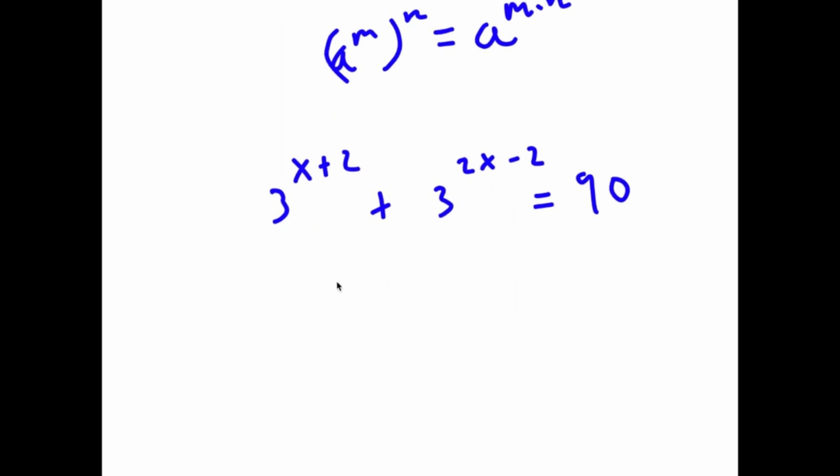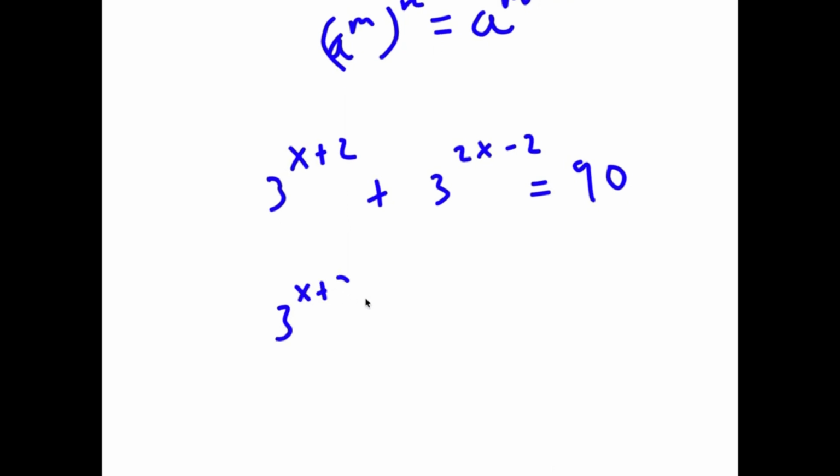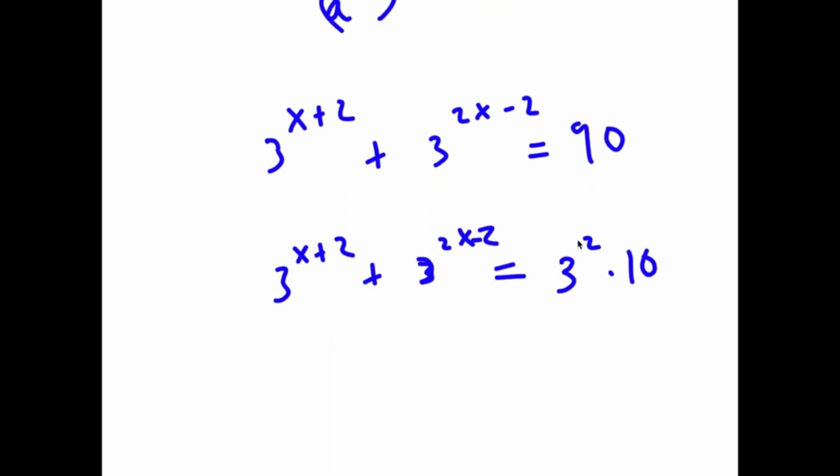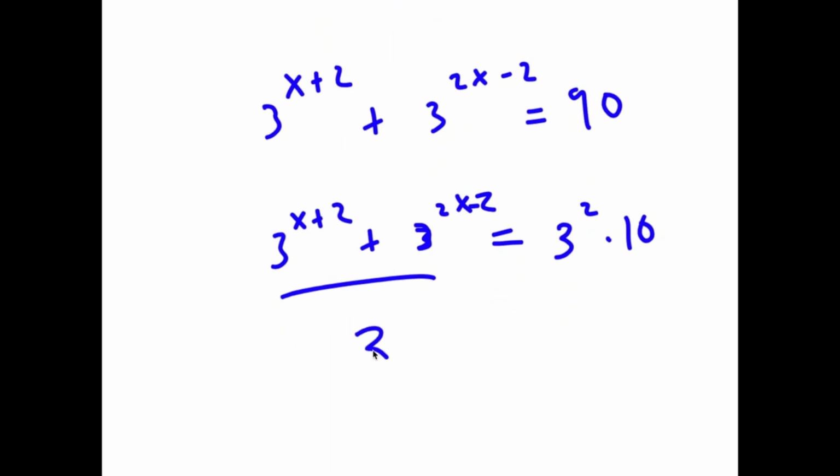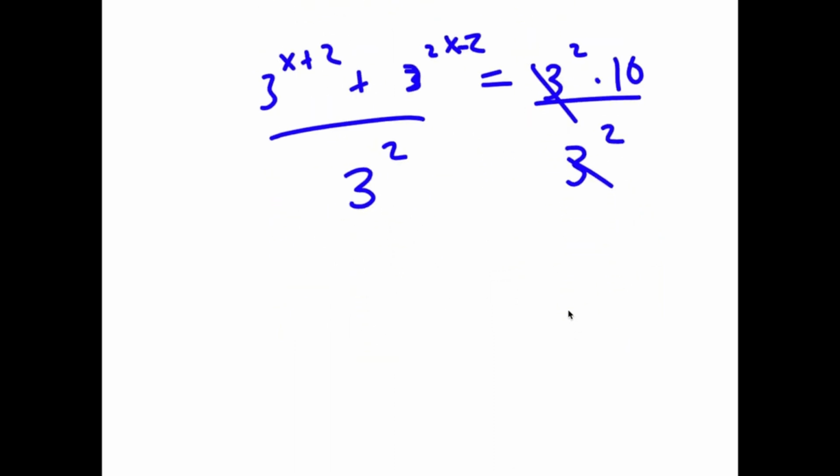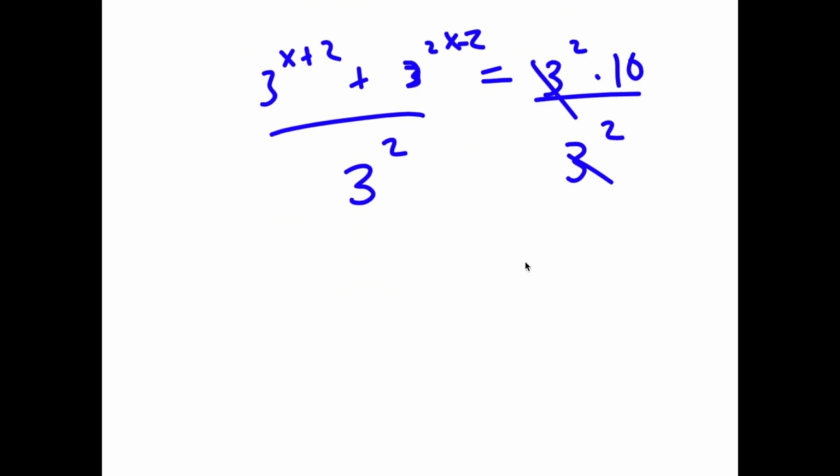Now, if I divide both sides by, well, first off, 90 here. This is equal to 3 to the power of 2 times 10, which 3 to the power of 2 is 9, 9 times 10 is 90. So now I'm going to divide both sides by 3 to the power of 2. So these two cancel out.